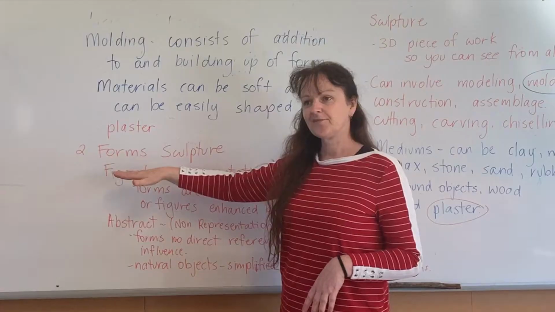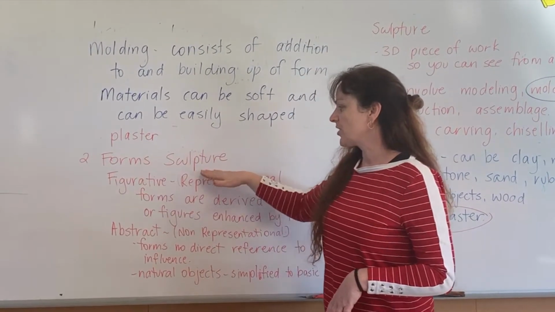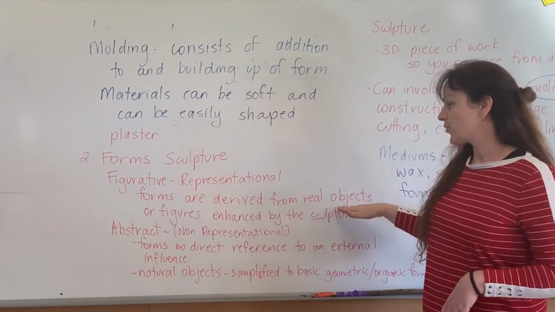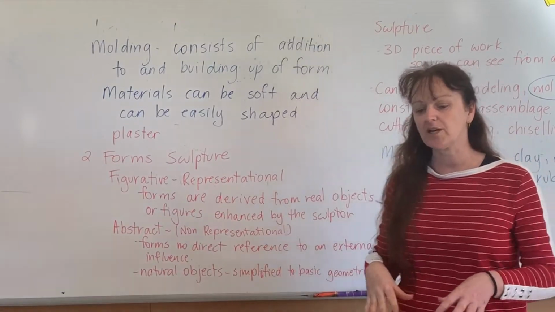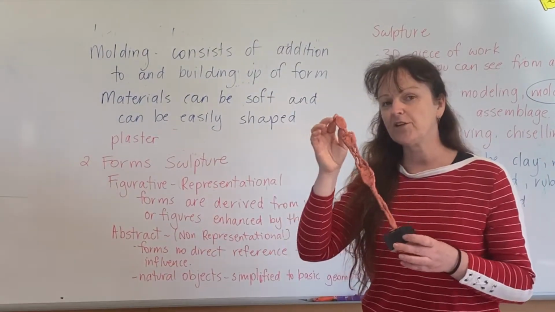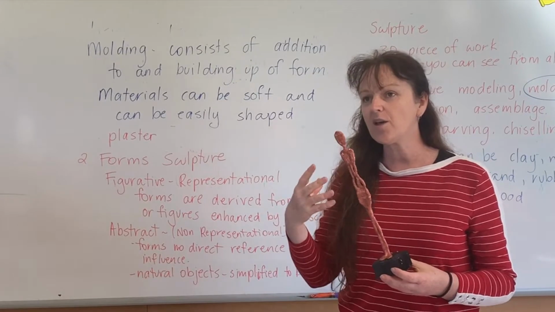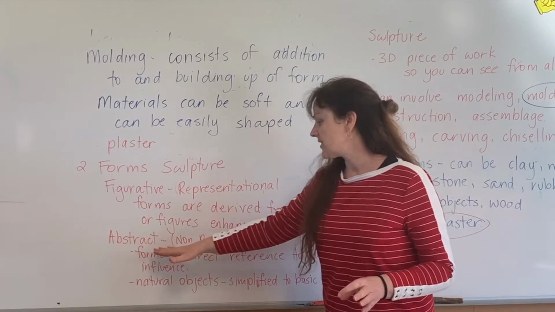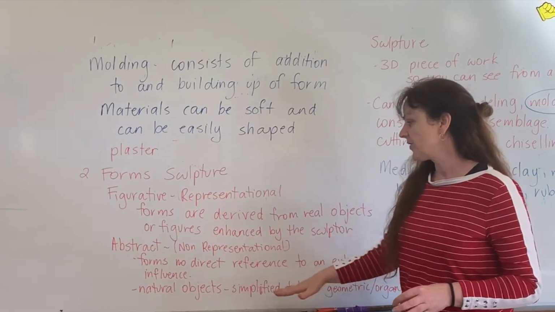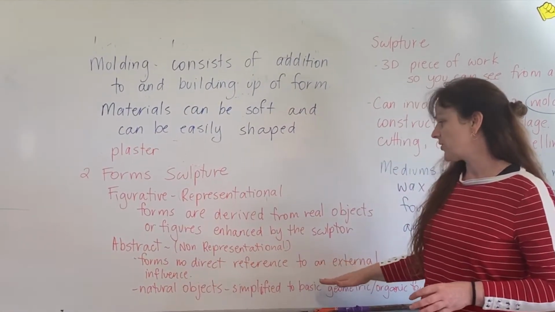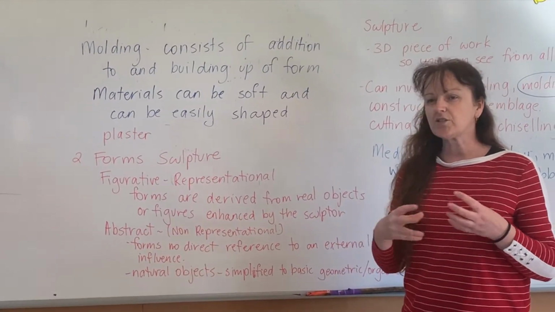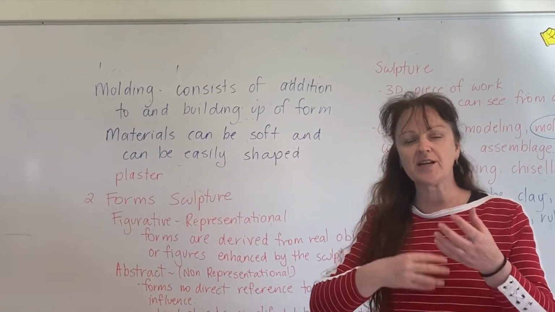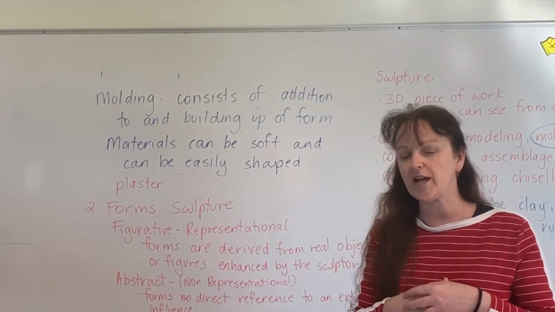So there are two different forms of sculpture, which is figurative, which is representational. And these forms are derived from real objects or figures enhanced by the sculpture. Thus, our piece is going to be figurative and representational because our piece is going to be based on the human figure. Another type of sculpture is abstract, and that's non-representational. So that forms no direct reference to an external influence. So you can use lots of found objects, natural objects, and you can break that back to very organic and geometric shapes to create your sculpture.